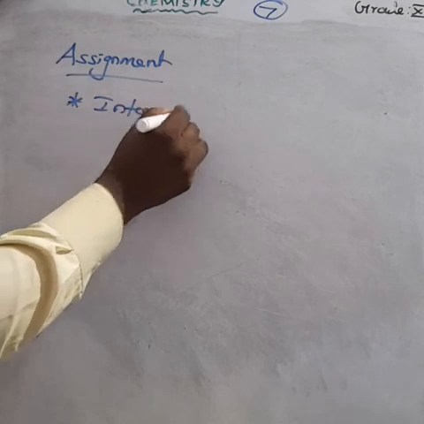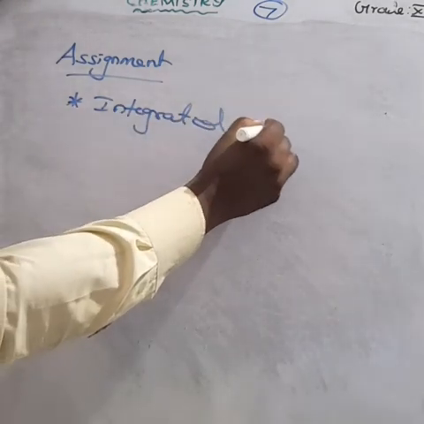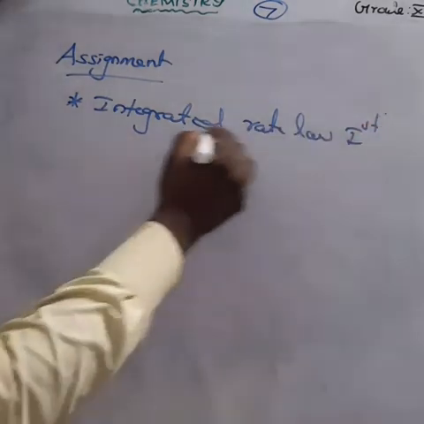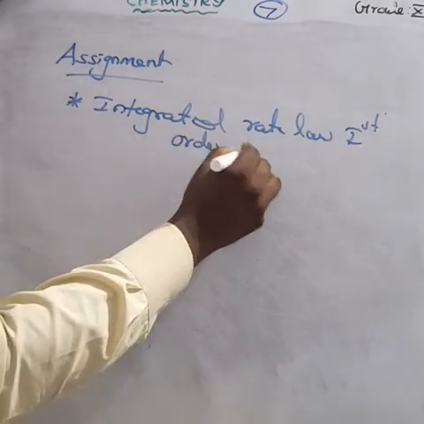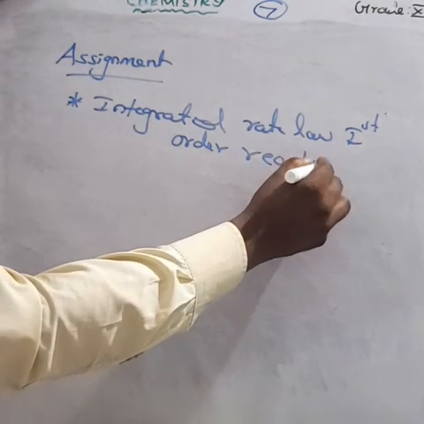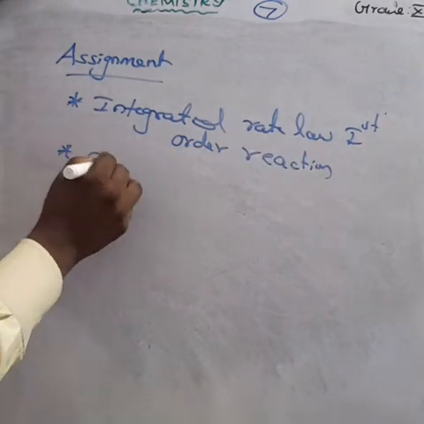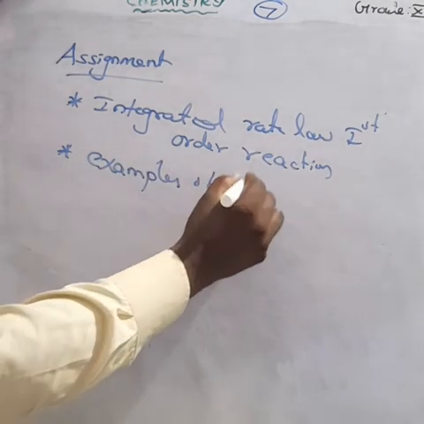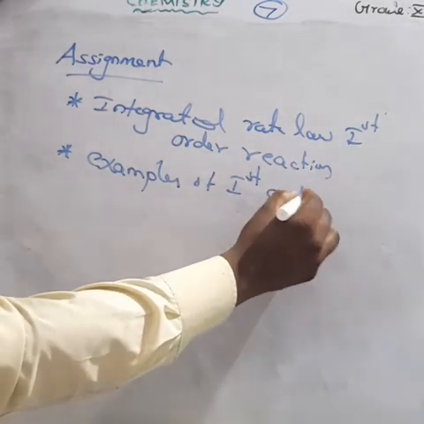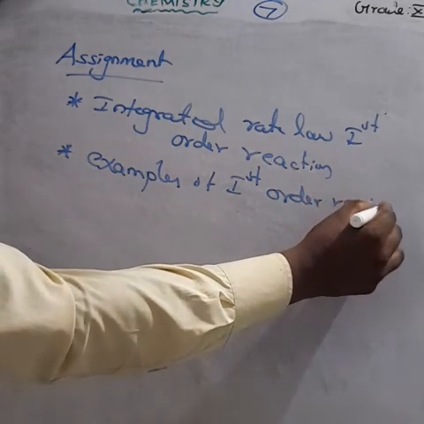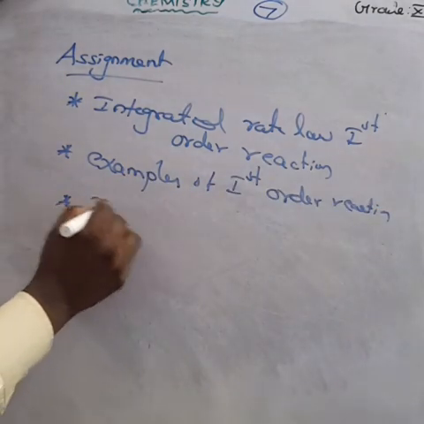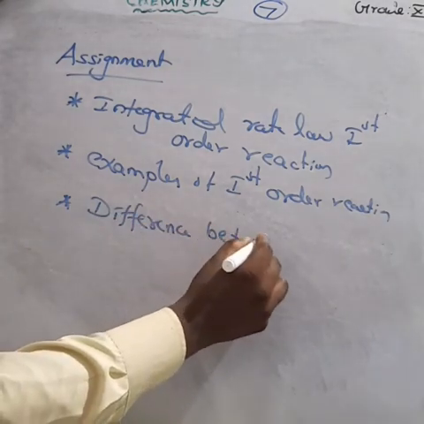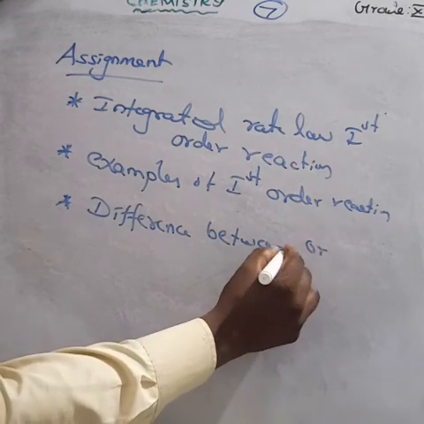Integrated rate law for a first order reaction. Second one, what are the examples of first order reactions? The third one, differences between order and molecularity of the reaction. It is a very important question.